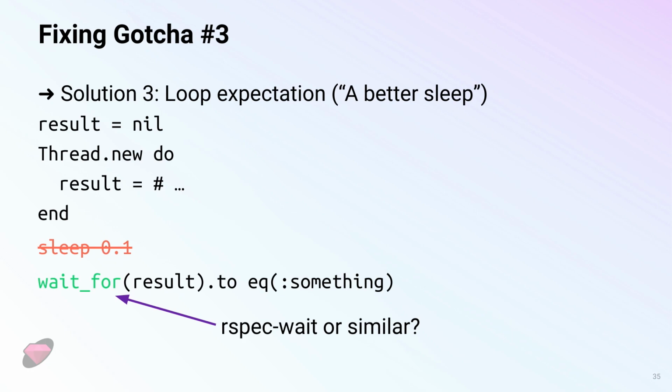And that, in some cases, when you have to deal with things in concurrency, can be a solution that gives you reasonable, not flaky, tests, although some of the other solutions can be better. Okay. Gotcha number 4. Let's talk about hashes.